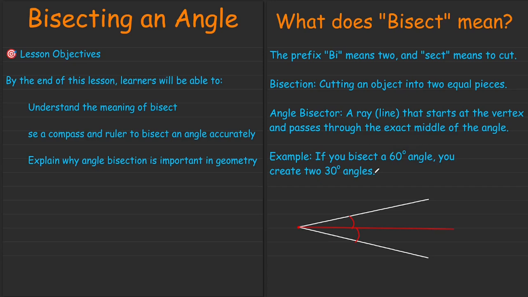This simply means if you have a 60-degree angle and you bisect it, then you have actually created two 30-degree angles. With this understanding established, let's practice how to bisect an angle with a ruler and a compass.